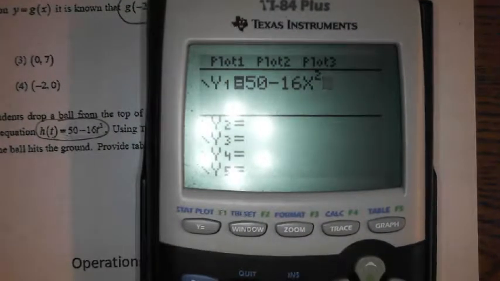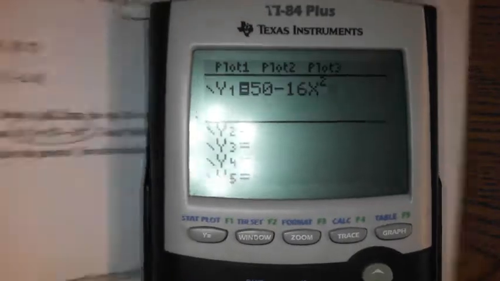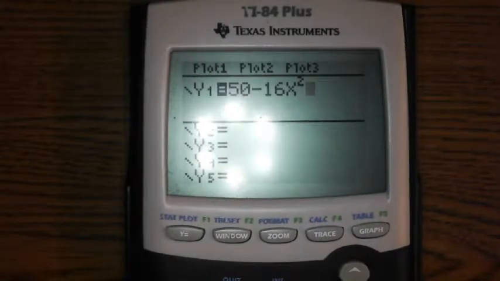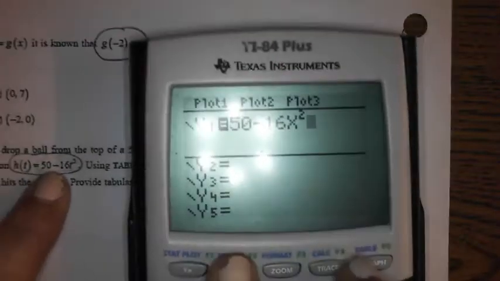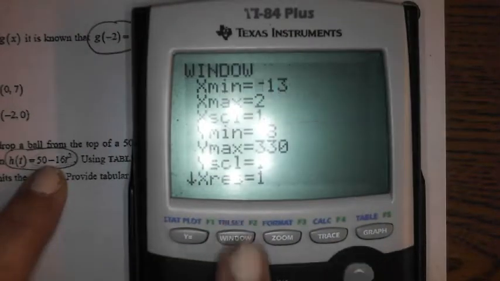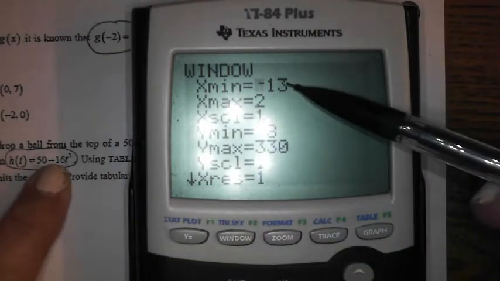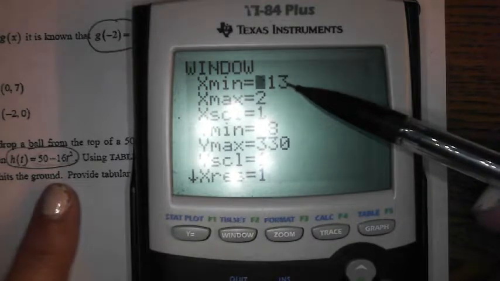I can't use T or H on my calculator, so obviously we have to use X. Okay? So type that in. It wants us to use our table. Now, when I'm setting up my window, our X coordinate is time in seconds.